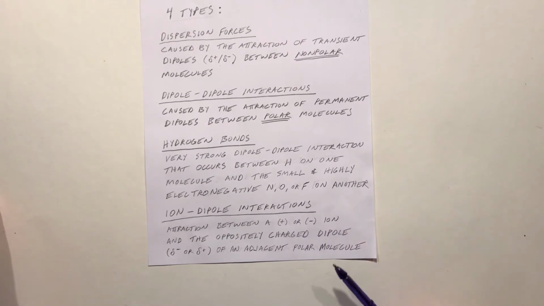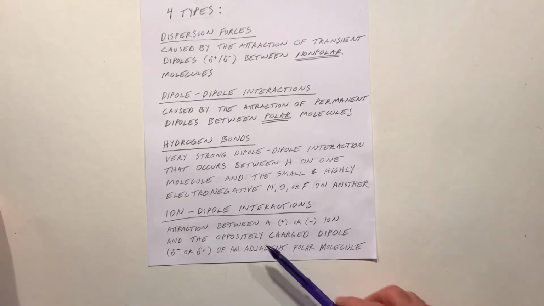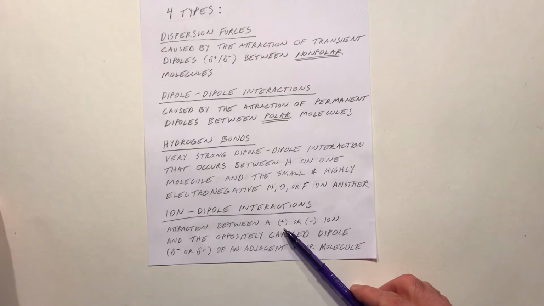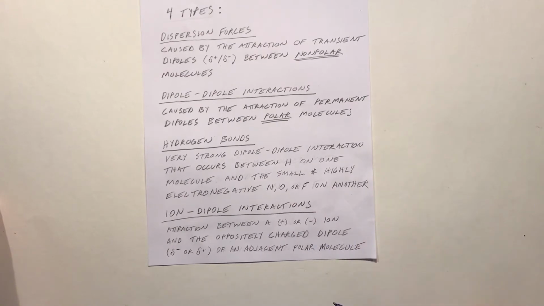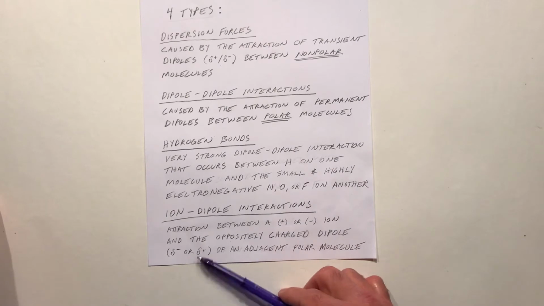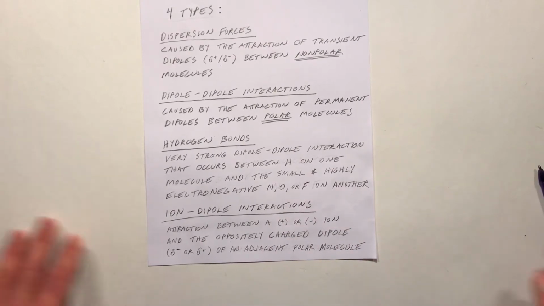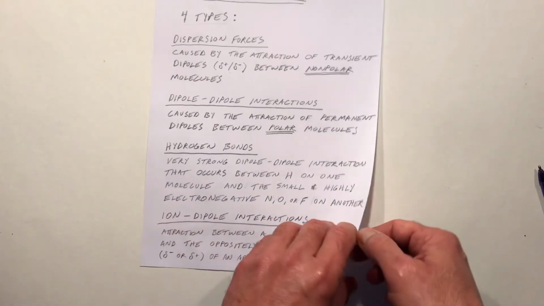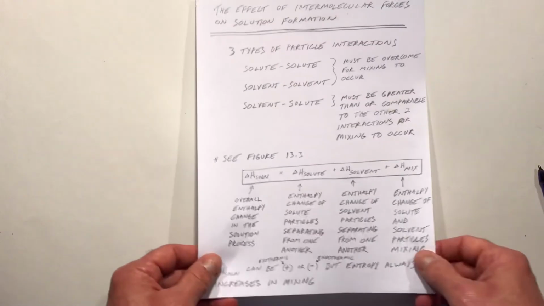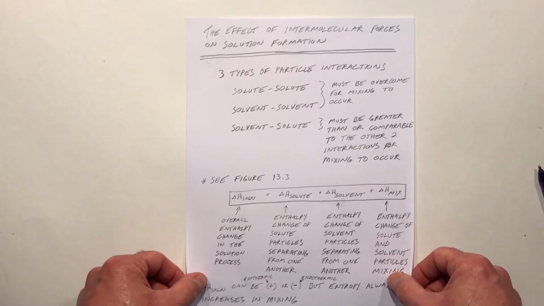Ion-dipole interactions are attractions between a positive or a negative ion and the oppositely charged dipole, in other words, the delta plus or the delta minus of an adjacent polar molecule. So for example, when sodium chloride dissolves in water, we see that the delta plus and delta minus charges on the water molecules pull on the positive and negative sodium and chloride ions respectively.